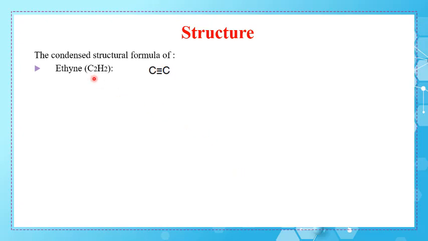The condensed structural formula of ethyne C2H2. First, we put the carbon atoms and we put the triple bond between them, and we must distribute the hydrogen atoms between these two carbon atoms. First, we know that each carbon atom needs 4 bonds to become stable. So the first one makes 3 bonds, so it needs 1 bond, so it needs 1 hydrogen, and the second the same.